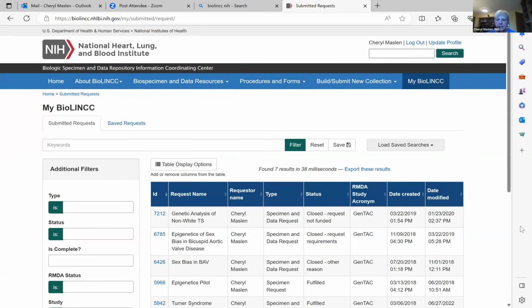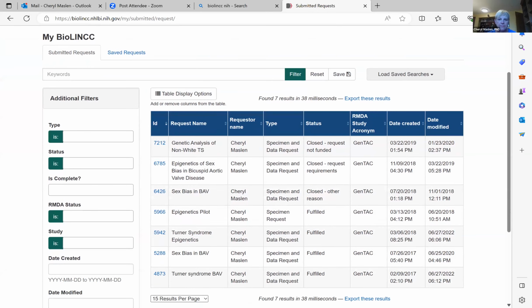Here we go. Mine is populated with a lot of information because I've had numerous studies with BioLINCC resources. This gives you the history of what you have done or are going to do, and it keeps up to date in real time. It lists the request name, the study you're going to be doing, who the requester is, and the things you're requesting, data and specimens or one or the other. But the status is what keeps getting populated over and over again.